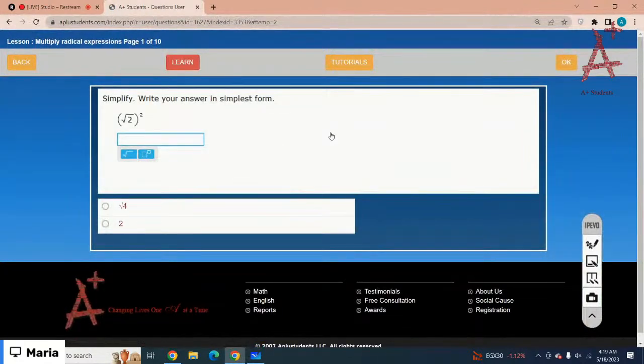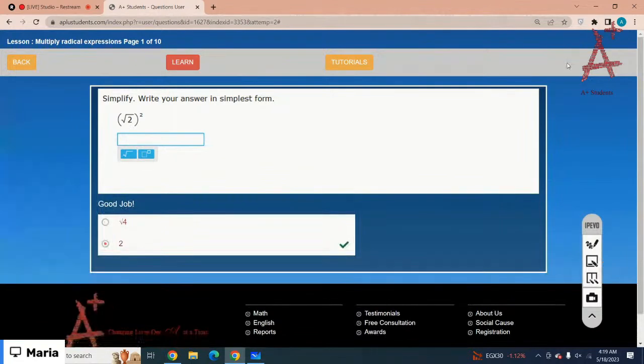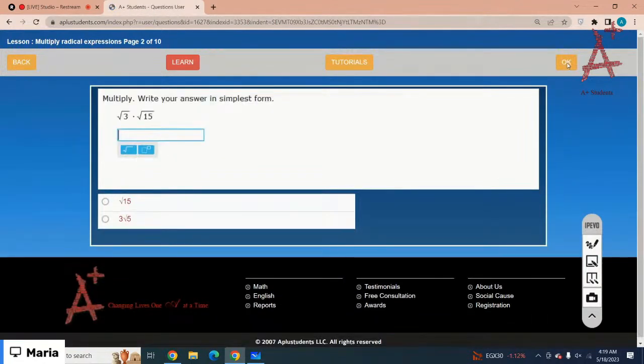So which is the correct option? That is the simplest one. You can cancel out the 2 and the square root, so you are just left with 2. The correct option is 2. When you simplify, the answer would be 2. Got it? Okay, the next one is square root 3 times square root 15. So which is the correct option?